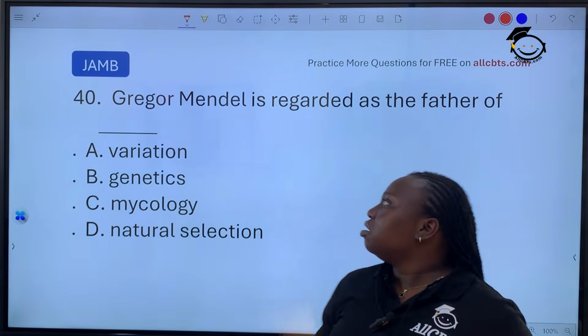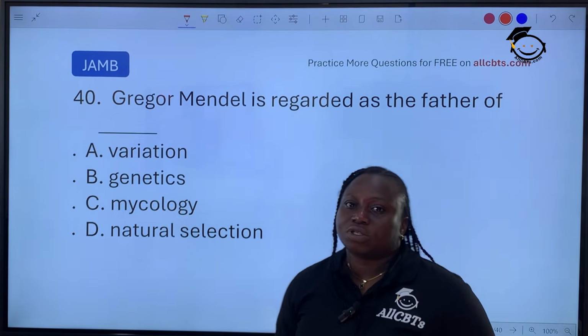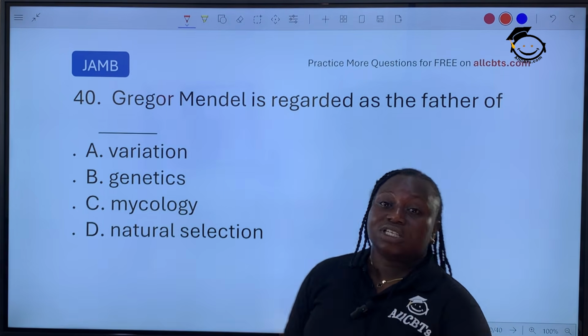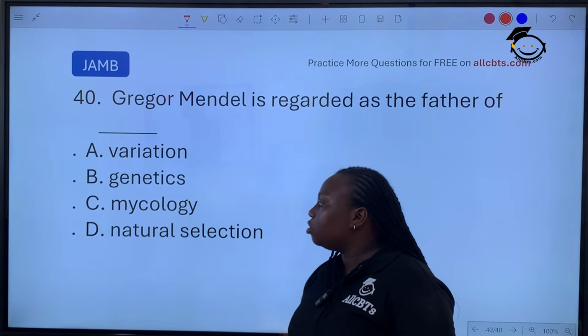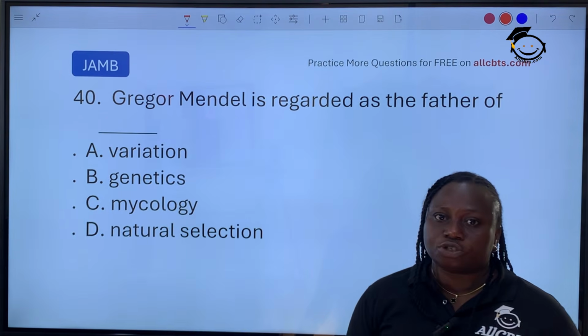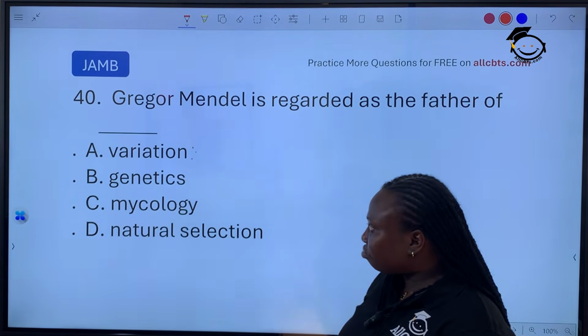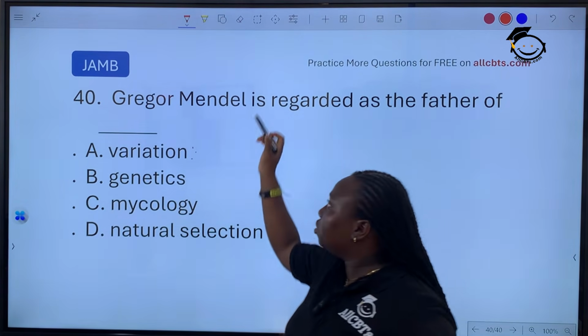Number 40. Gregor Mendel is regarded as the father of what? Is he the father of variation? Is it the father of genetics? Is it the father of mycology? Is it the father of natural selection? Now, let's talk about Gregor Mendel.